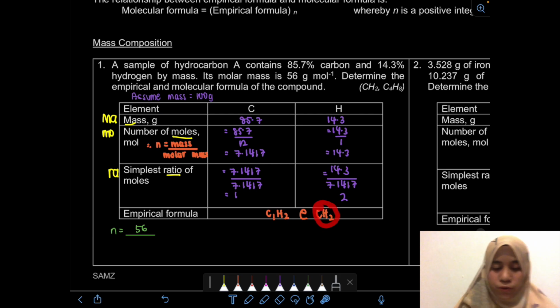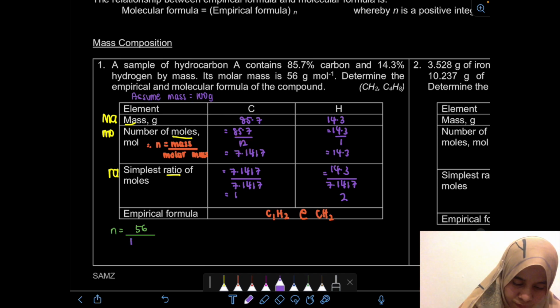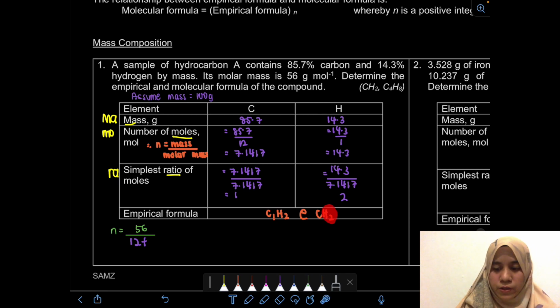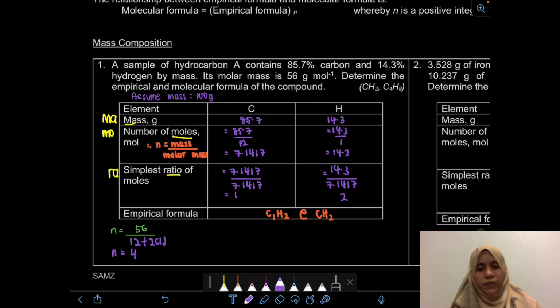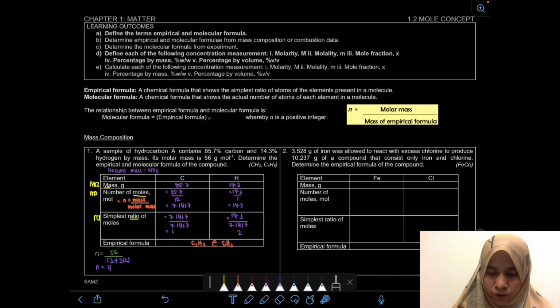So carbon tadi kita tahu dia punya molar mass is 12. So here 12 plus dengan hydrogen dia, you got 2. Okay, so empirical dia punya molar mass, H ni is 1, tapi sebab there's 2 of our hydrogen, so when you calculate it, you get your N is equal to 4. Okay, so sekarang dapat N equal to 4. So kita dapat kat sini kan, N is equal to 4.